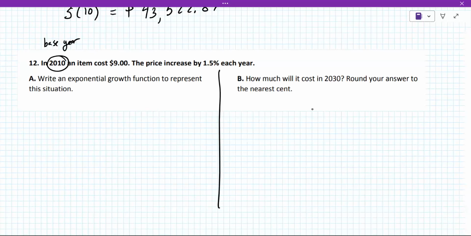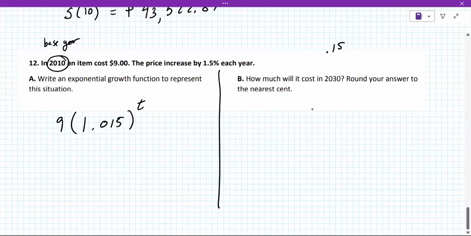$9. Okay. I mean, $9 in open parenthesis, 1.15. That would be 15%. Oh, 1.015. Yes. To the power of X. X. I'm going to use T just because I like T. All right. So we're interested now in 2030, but T, you got to be careful. T is not the year. T is the number of years since 2010.